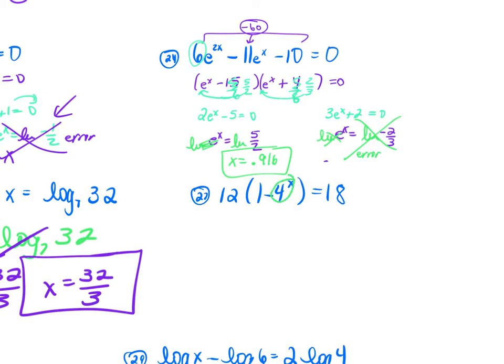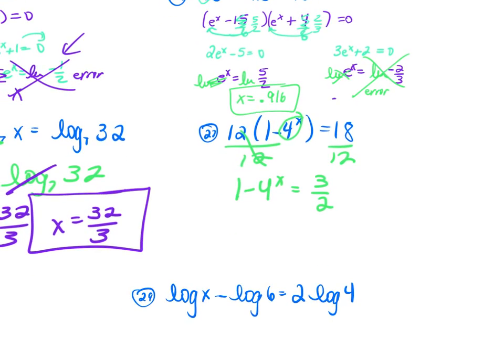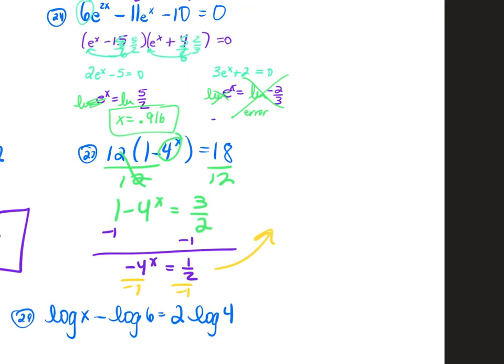Okay, here I'm starting off with exponential. Here's my exponential. I have to get that all by itself. So I'm going to divide both sides by 12. I have 1 minus 4 to the x equals, I'm going to simplify 18/12 to 3/2. So now I'm going to say, okay, subtract 1 from both sides. So I get negative 4 to the x equals 1/2. Divide by negative 1, and I get 4 to the x equals negative 1/2.